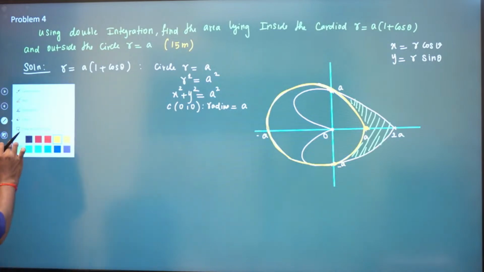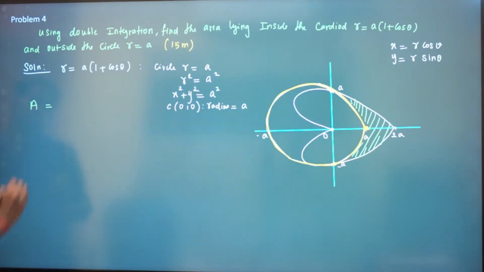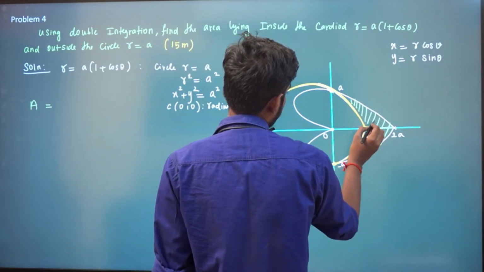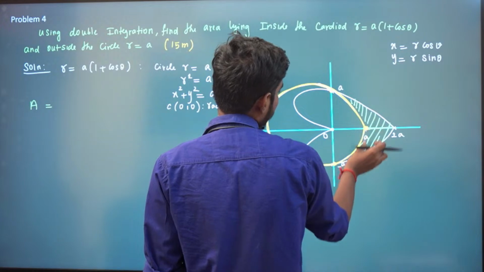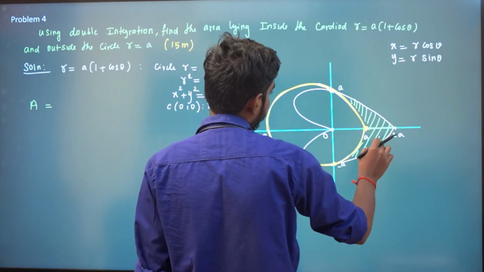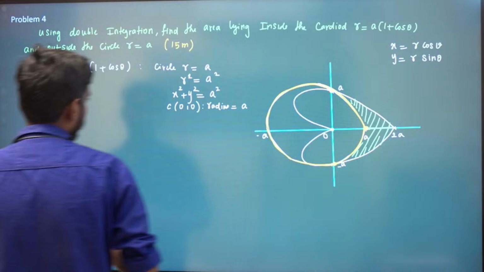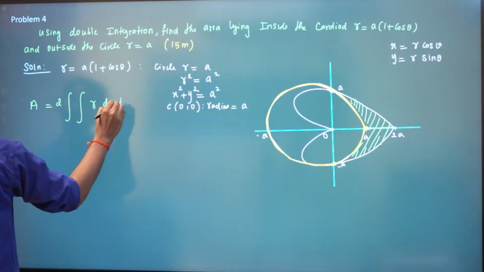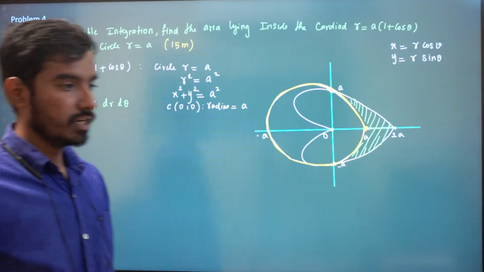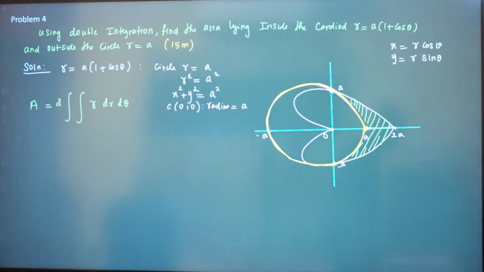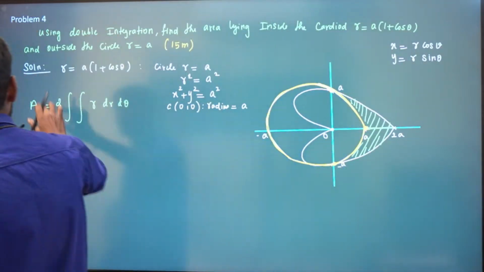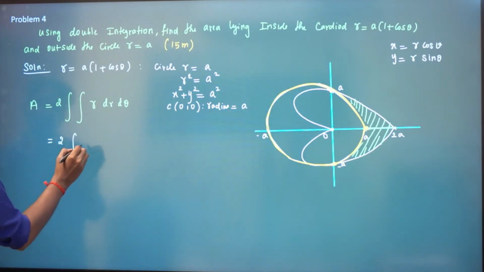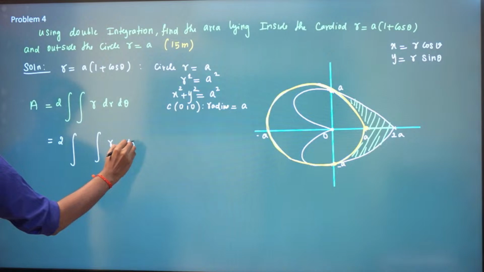So our required area is, we will consider only this region first. We will find this area, since both are symmetrical about the x-axis. So area is 2 times the integration of r dr d theta, right? This is the formula for double integration in polar coordinates, r times dr d theta. Very simple, you just find the limits for r and theta.